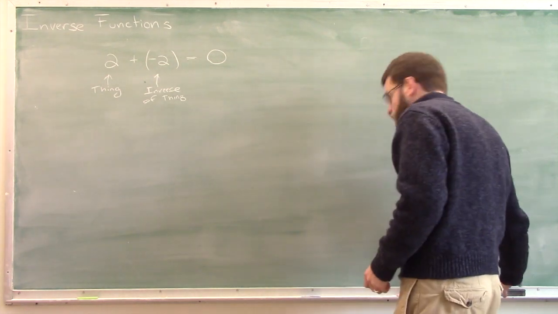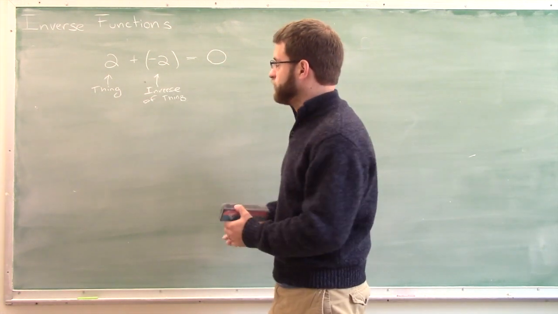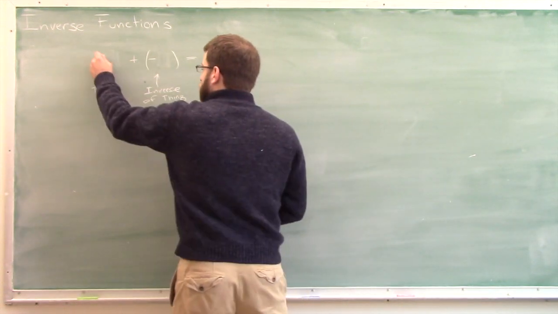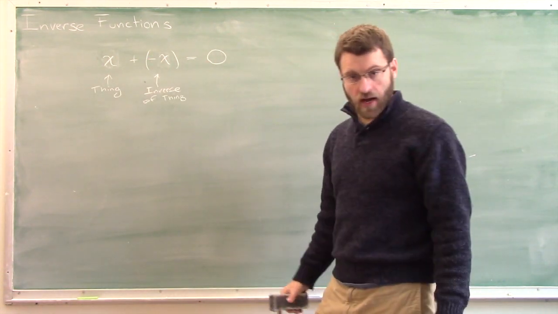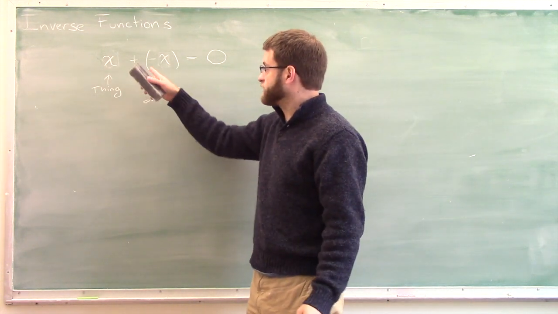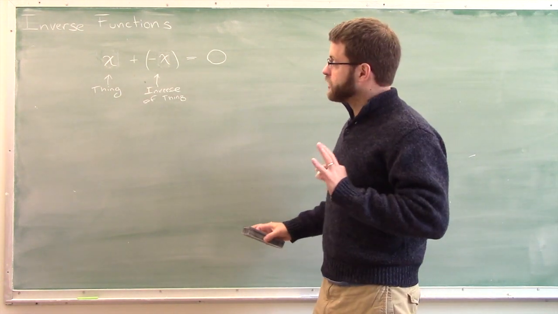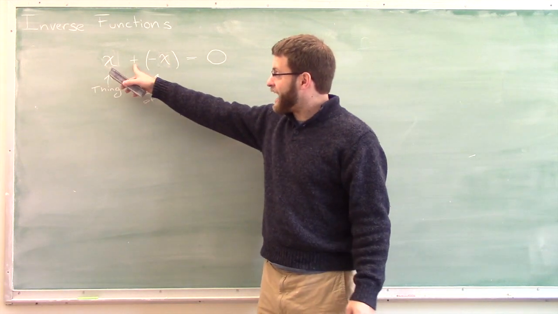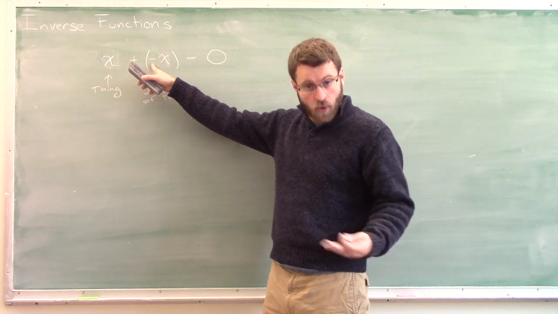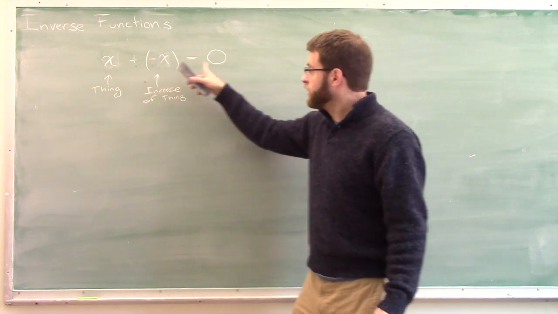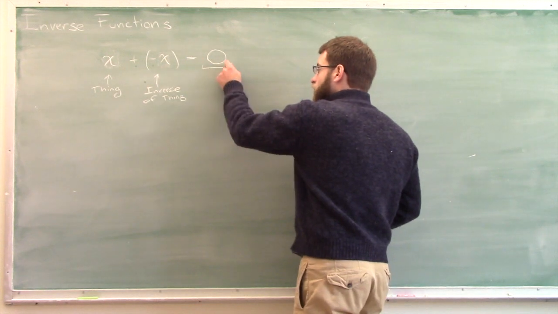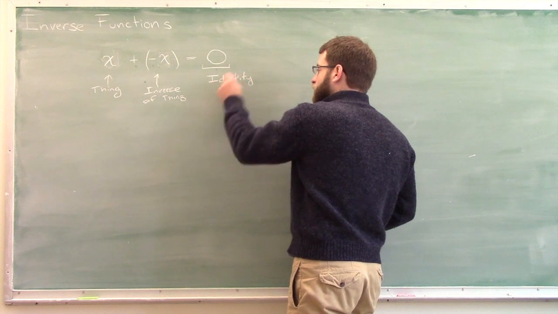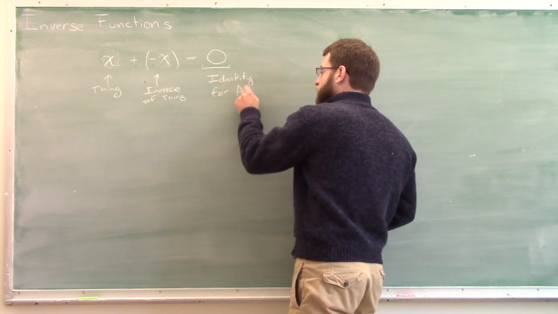So I've added 2 and negative 2 and I've gotten 0, but I can change this to add x and negative x. If x is any real number and I add x and negative x, I get 0. So the idea of an inverse in general is to cancel things out. When I want an additive inverse, I use the negative, and the result is 0. This 0 is the identity for addition.